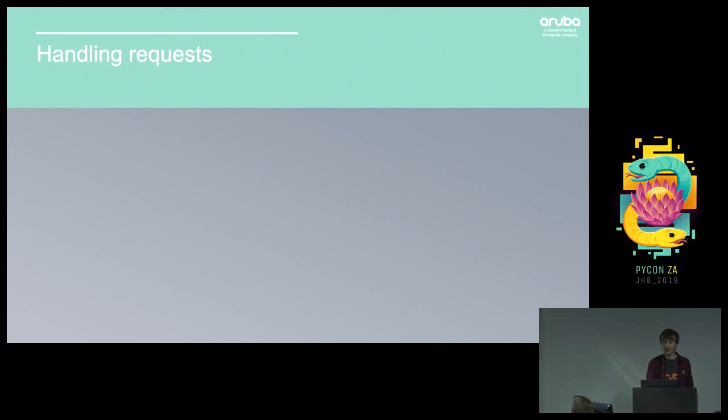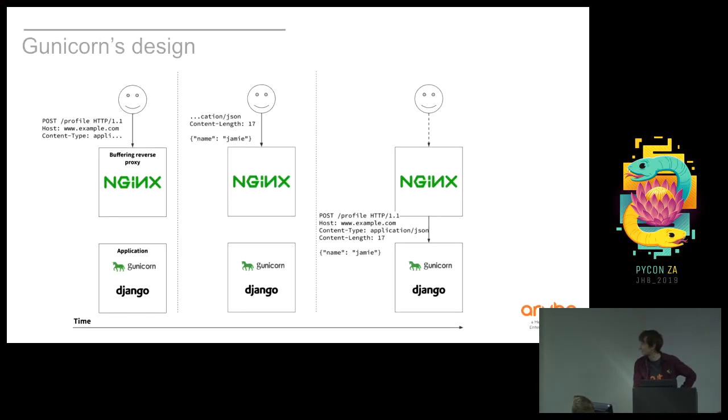Right. So getting on to how we get this running on Kubernetes. First off, handling requests, which is pretty important. The thing about these WSGI servers is that a lot of them have been designed with this stack in mind that we've spoken about, with the server in front of them, like Nginx, Apache, something like that. In fact, this is completely key to Gunicorn's design.